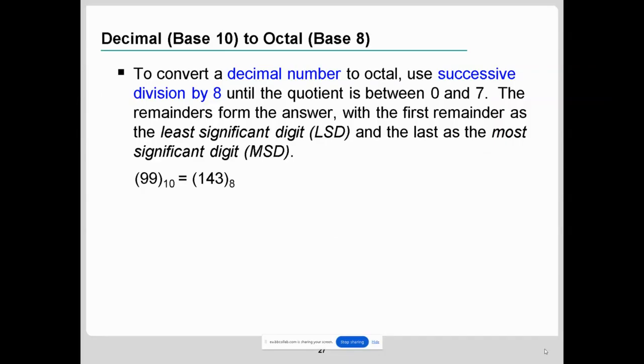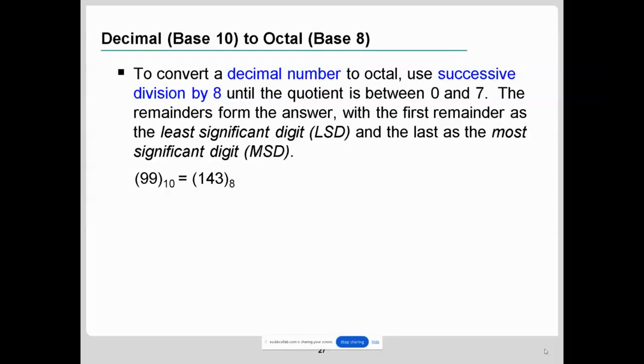So 12 multiplied by 8 is 96. What is the remainder? 3. Okay. 8 multiplied by 1 is 8. What is the remainder? 4. We read in this order. So this is 1, 4, 3. Okay, now it is 1, 4, 3.